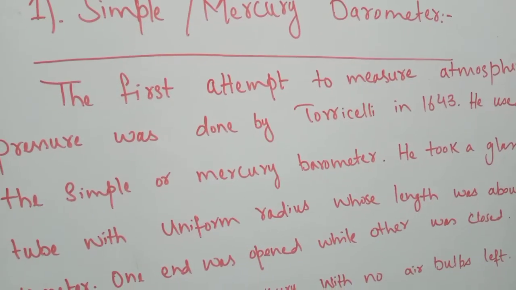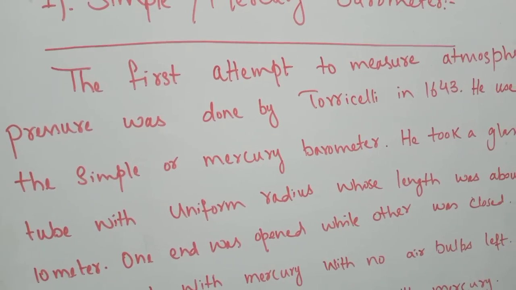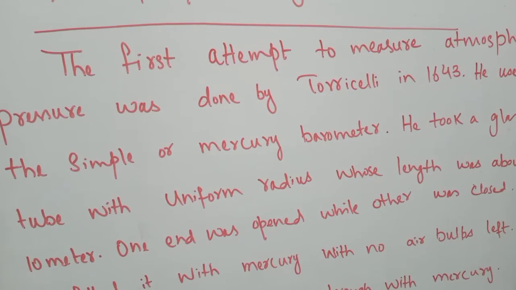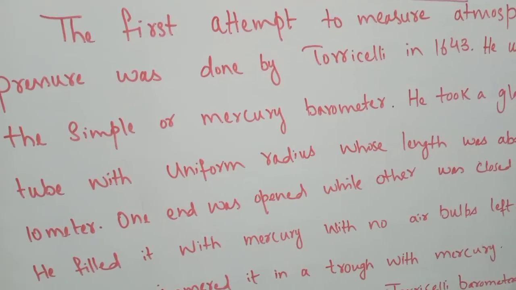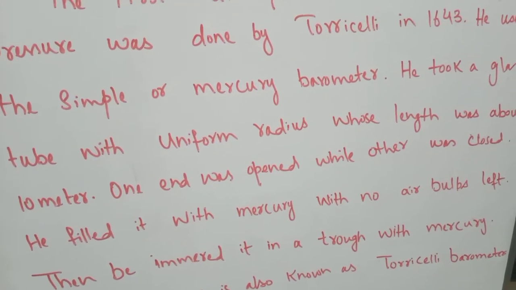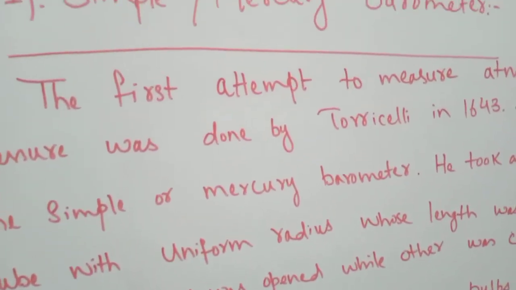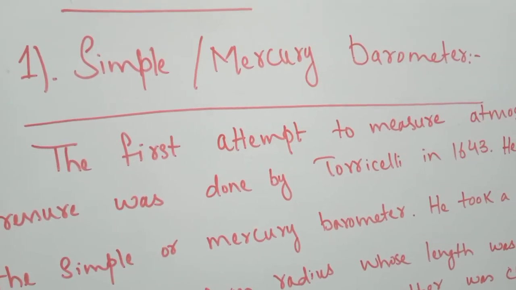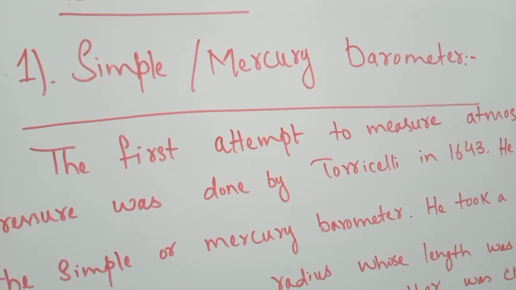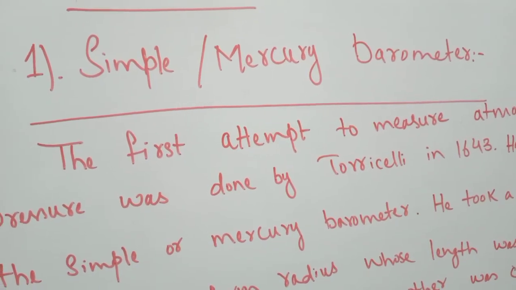He took a glass tube with a uniform radius, with a length of about 1 meter. One end of this barometer was open while the other end was closed. We filled it with mercury with no air bubble left, and then immersed it in a trough of mercury. The barometer is known as the Torricelli barometer, as the name indicates the person who invented it. In the simple mercury barometer, the movement of the mercury decides the reading of the atmospheric pressure, whether it goes up or down. A very simple instrument.